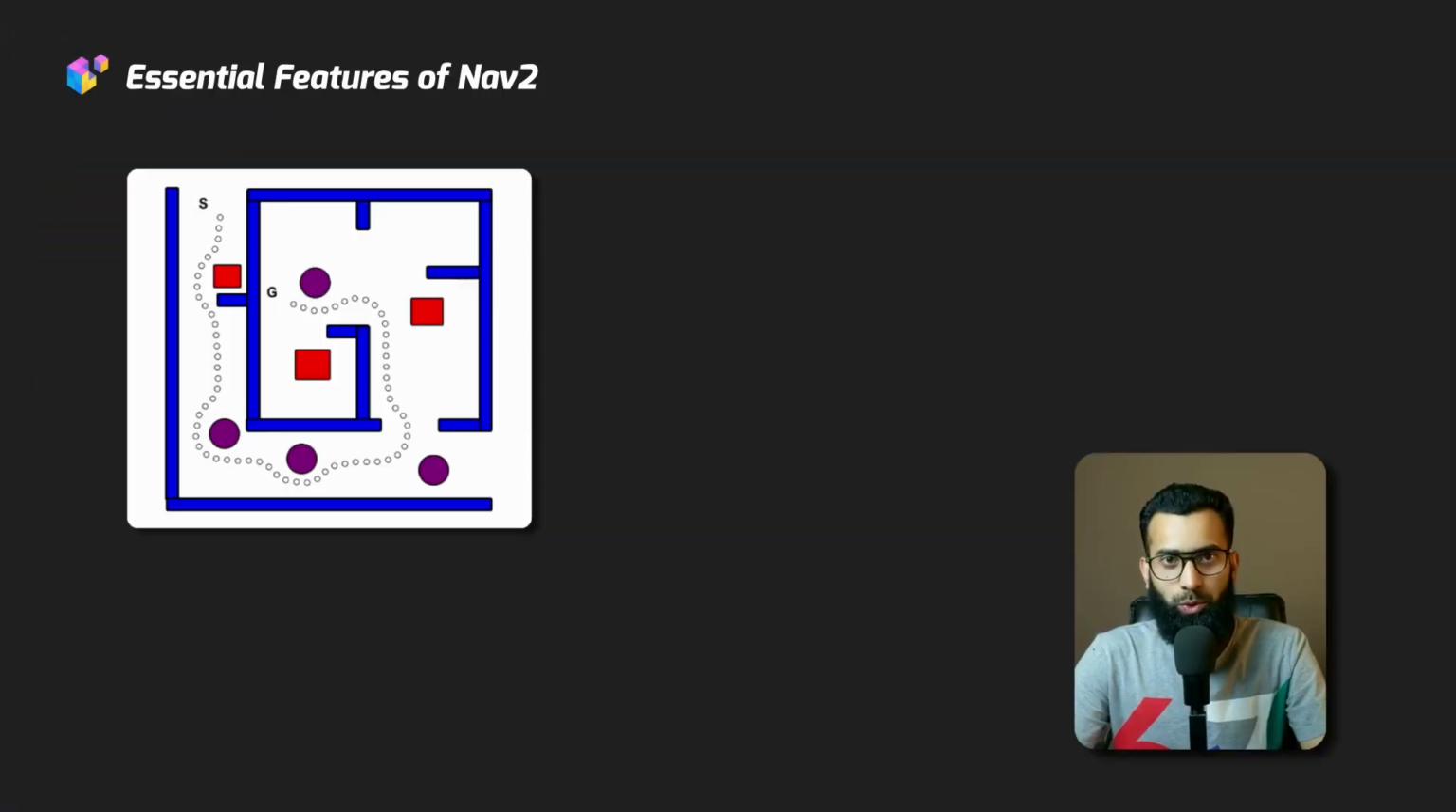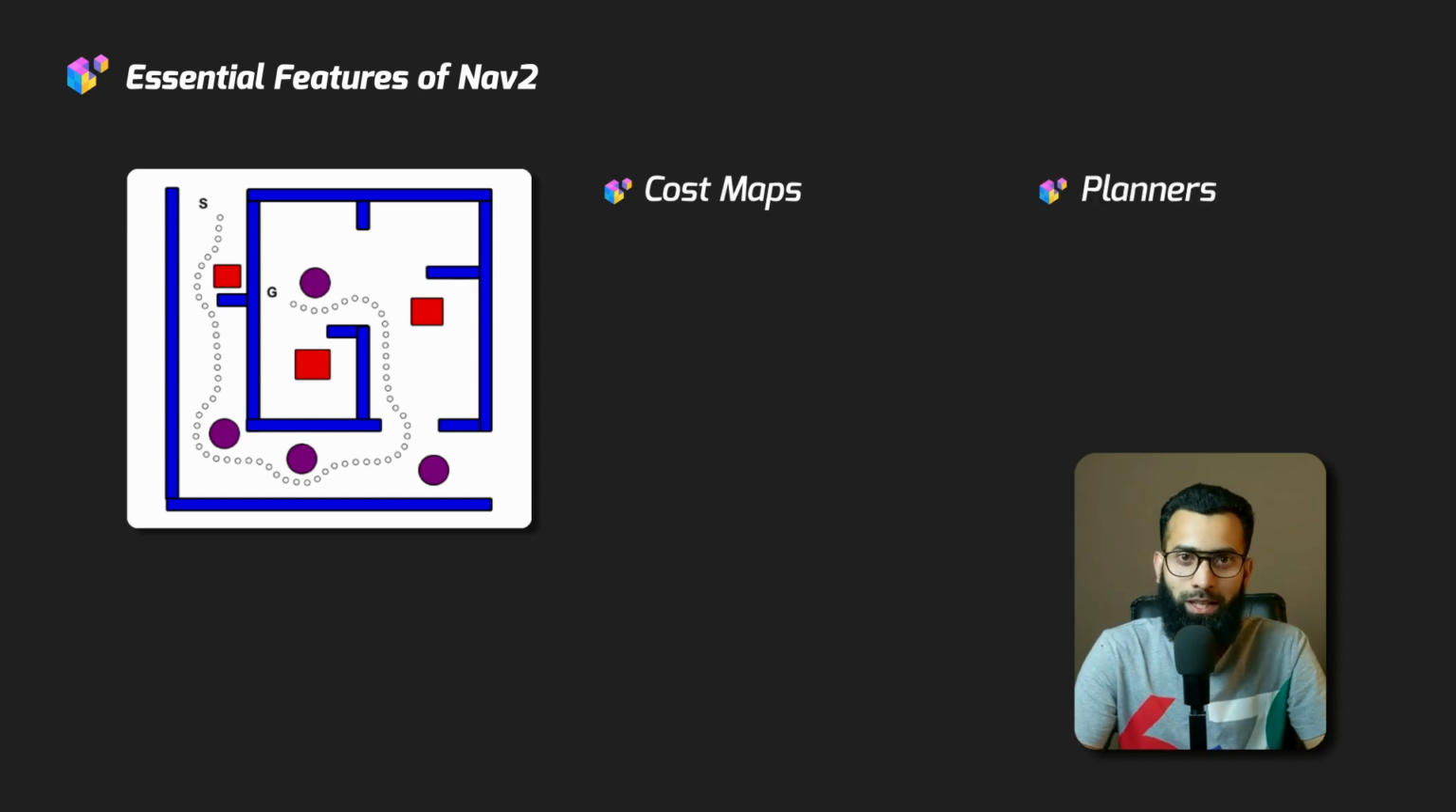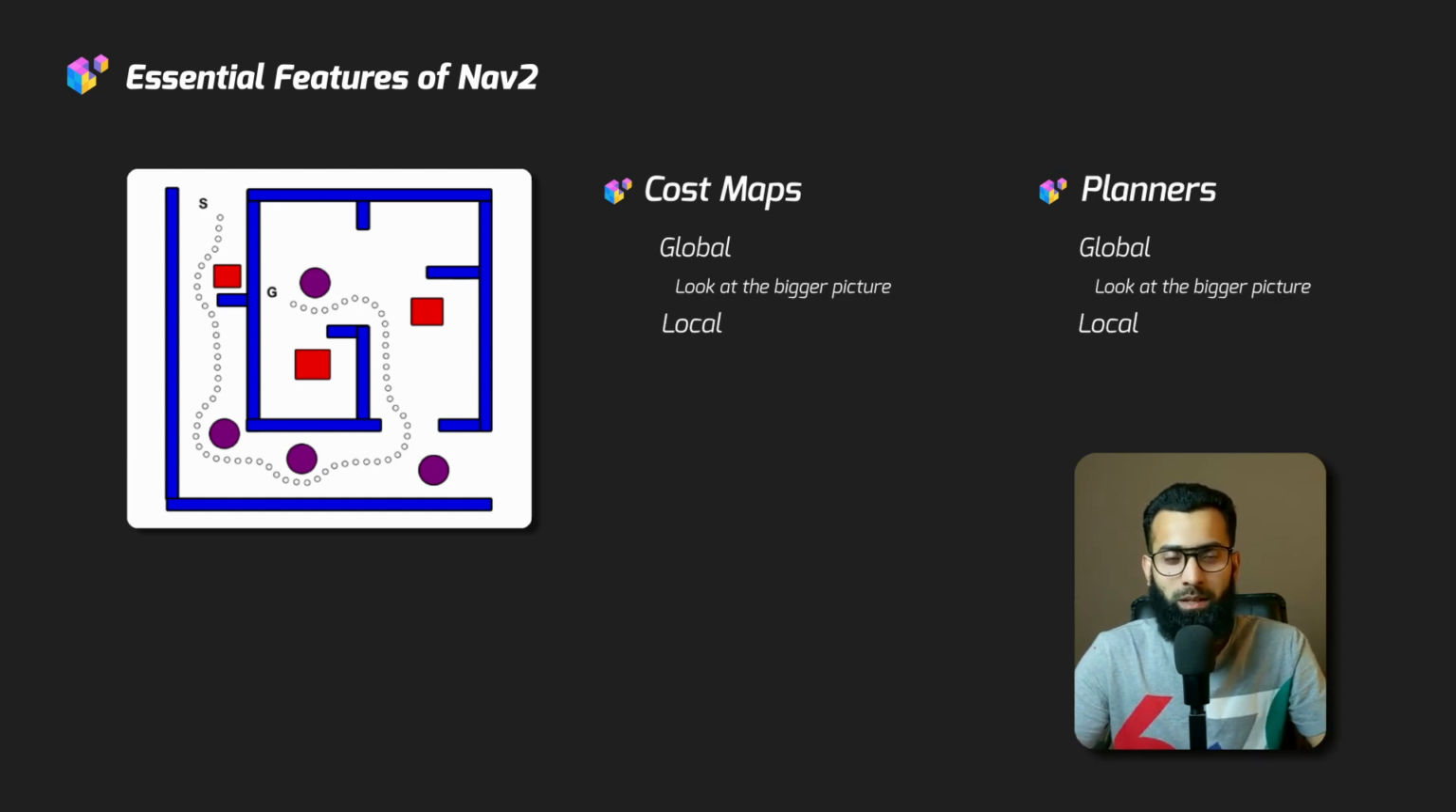Whenever we give a goal to a robot, we see the robot planning and moving a window towards the end goal. There are two things that are happening which are essential features of navigation stack too. The first one is cost map and the second one is planners. Both of these things have global and local parts. So the global is always going to look at the bigger picture. Local is always going to look at the smaller picture.